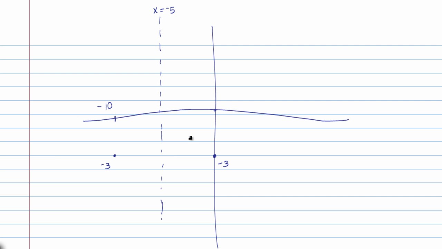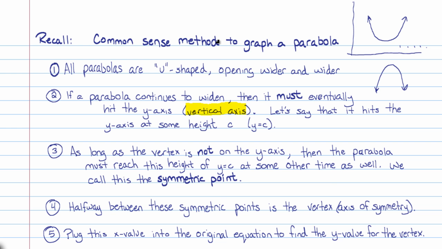And now all I have to do, to build this parabola, is take the overriding quadratic equation and plug in that x equals -5 to find out the corresponding y coordinate for the vertex. And that's what I'm saying here in step 5. Plug this x value into the original equation to find the y value for the vertex. At that point, you have two symmetric points and the vertex. You can graph the parabola. So let's go ahead and try this out.